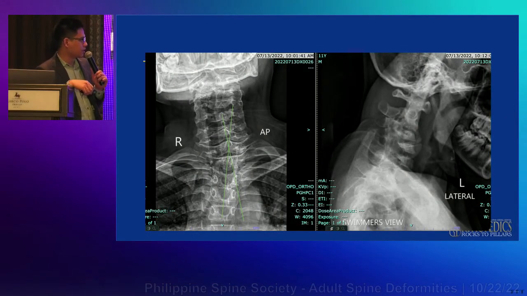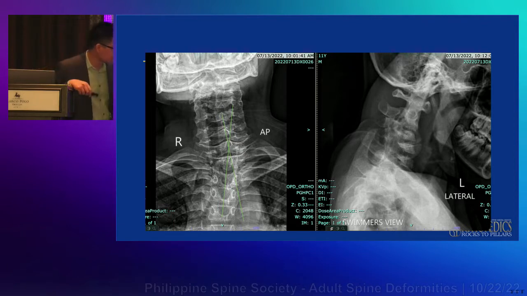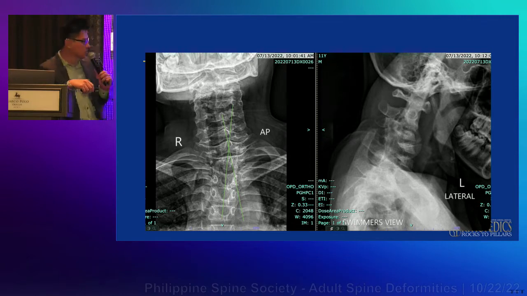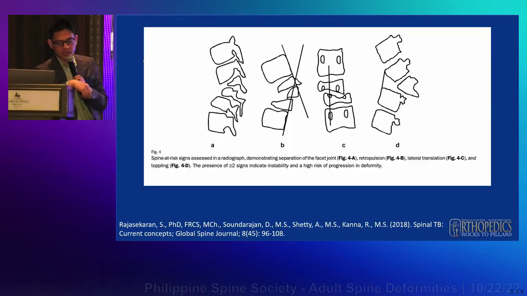The AP and lateral x-rays for this patient, the lines for the AP view show that there is lateral translation at the level of T1, and the spinous process are not midline. Despite the swimmer's view, it's hard to see, but there's actually a kyphotic deformity at the level of T1. And this can be better seen in the MRI, which I will be presenting later.